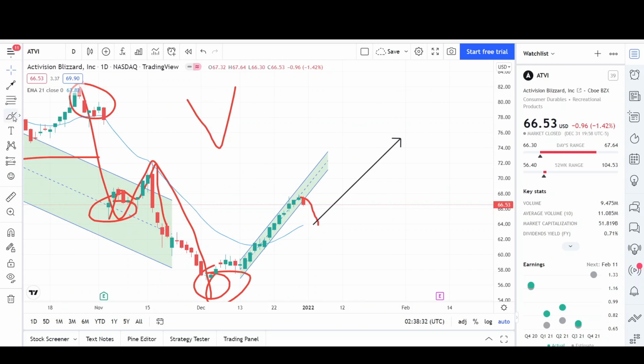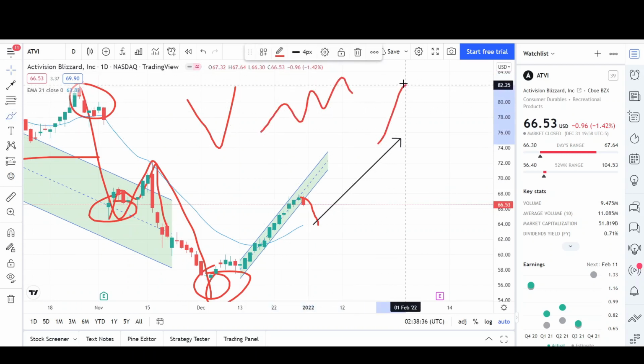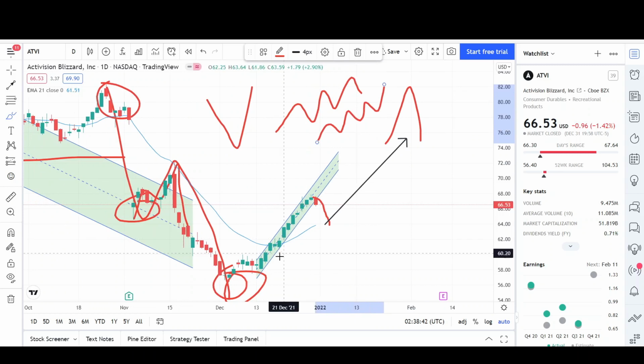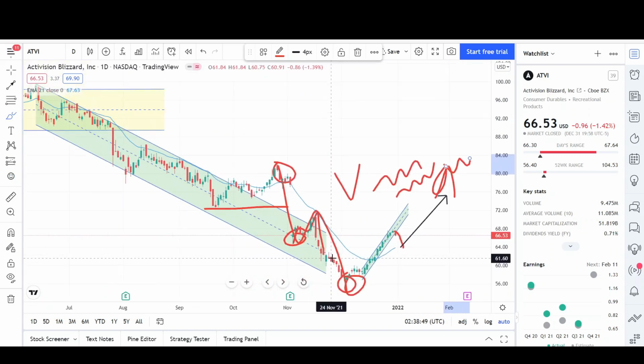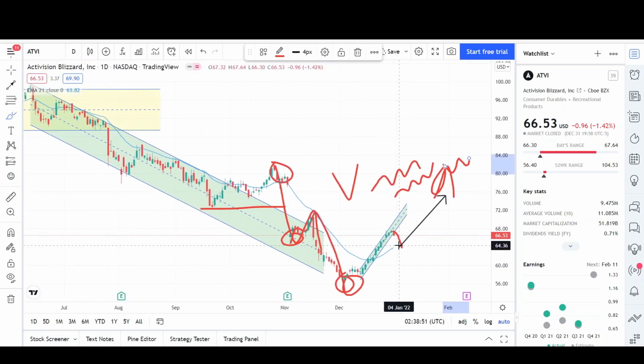We need to start building a staircase, something like this. You don't want to see prices just shoot up and then shoot back down. You want to see building support as it's trending up. So right now we just had this push up right here, so we need to start building support for the bulls. For the bears, I personally wouldn't be taking any shorts.